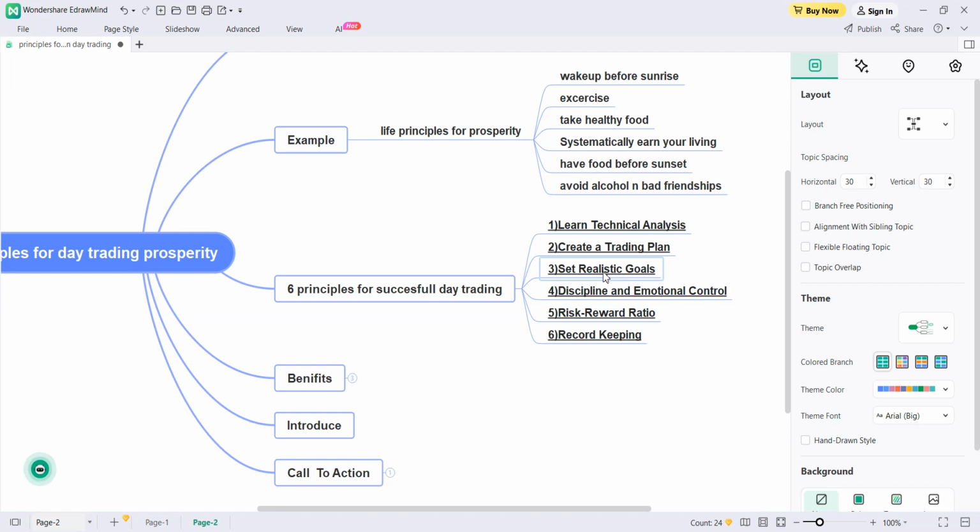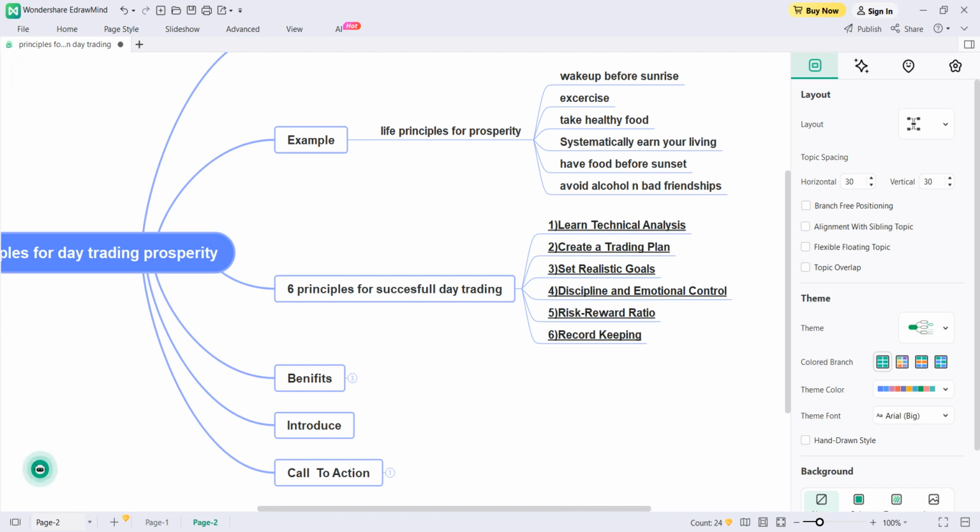When you are investing 1 lakh rupees, you have to risk a minimum of 1%. That's it. You have to aim for a 2% reward. Okay, this is how realistic goals work. The fourth one is discipline and emotional control. When you have all these three things with you, you have to stay disciplined. How can you stay disciplined? Think of it for a second, how you can stay disciplined and emotionally controlled.